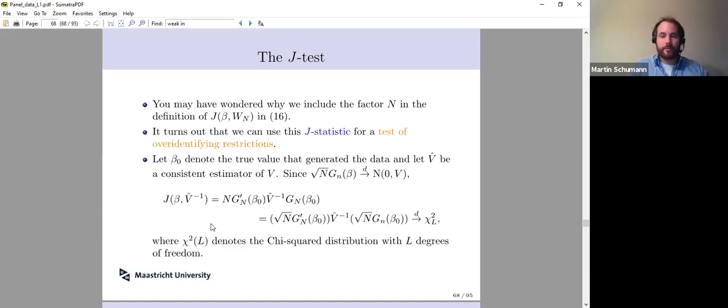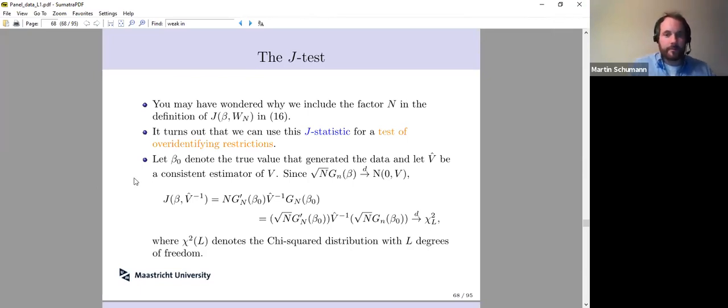So if we observe that the J statistic is very large, and it's actually larger than, for instance, the 95% quantile, percentile, of the chi-square distribution with L degrees of freedom, then we can reject the null hypothesis that all the model conditions are met.